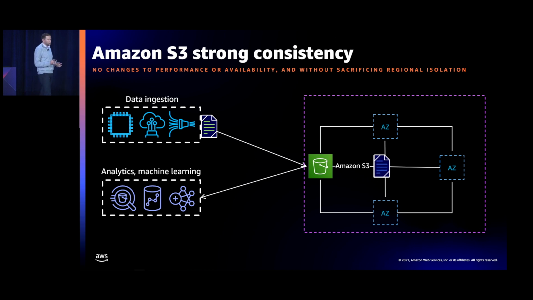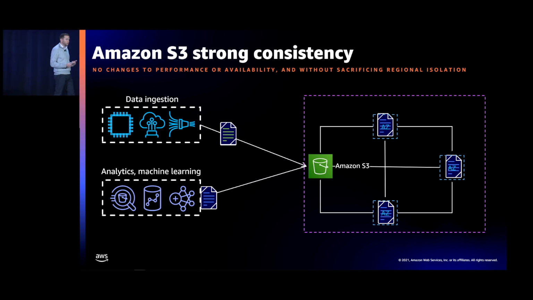Another common consideration when building an application that talks to a distributed system like S3 is the consistency model. Last year, we changed our consistency model from eventually consistent to now strongly consistent, in particular, strong read-after-write consistency. We're very excited about this, and customers were happy because we were able to do this with no changes in performance or availability, at no additional cost, and we didn't sacrifice the regional isolation model that S3 has today. So what does this mean for your application?